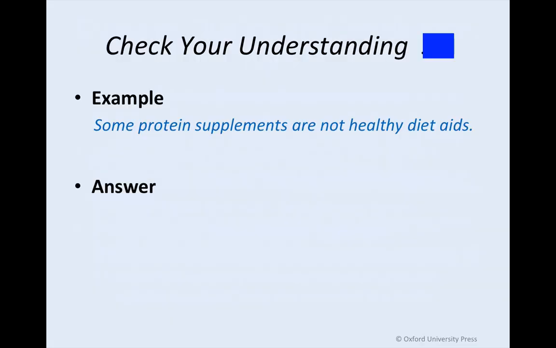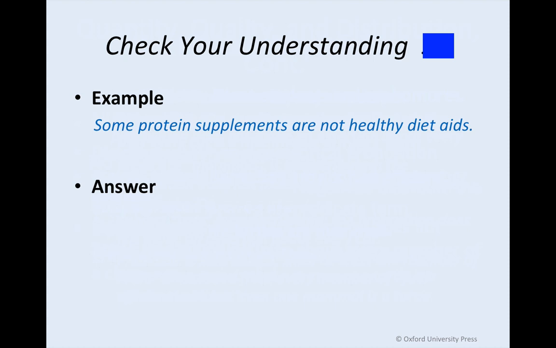Okay, let's go ahead and work on our understanding. Some protein supplements are not healthy diet aids. Is this a universal affirmative, a universal negative, a particular affirmative, or a particular negative? Next, what is the subject class? What is the predicate class?